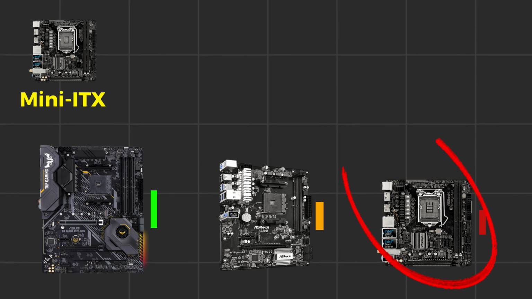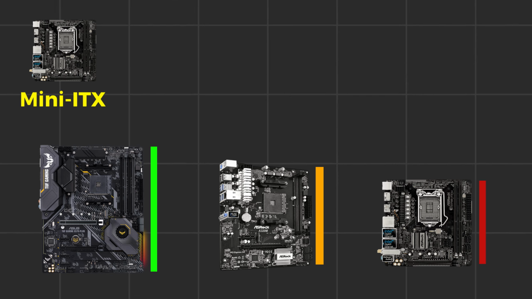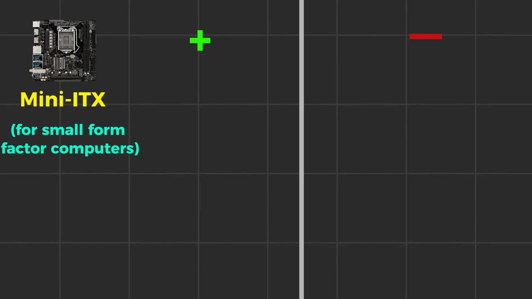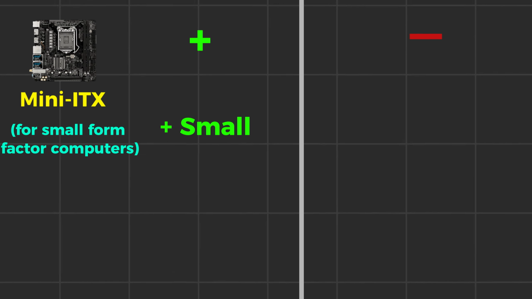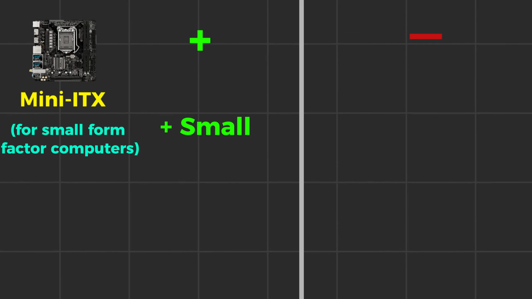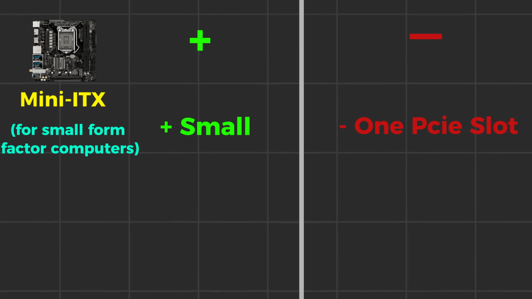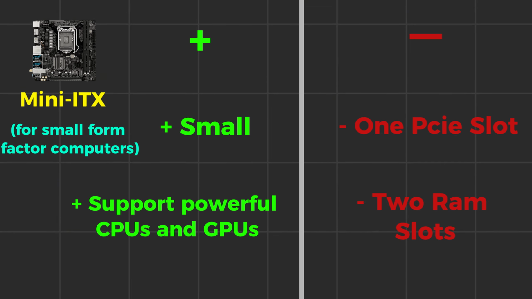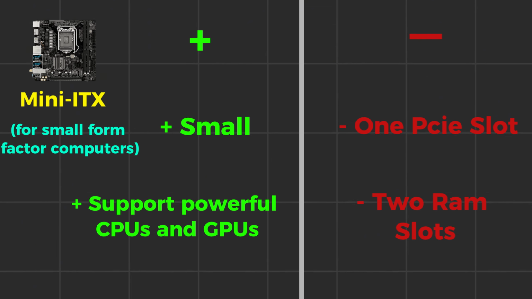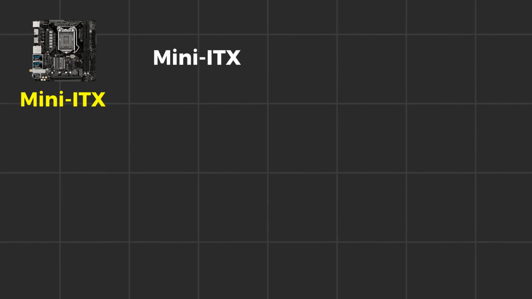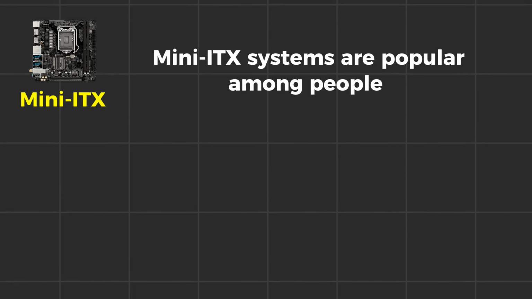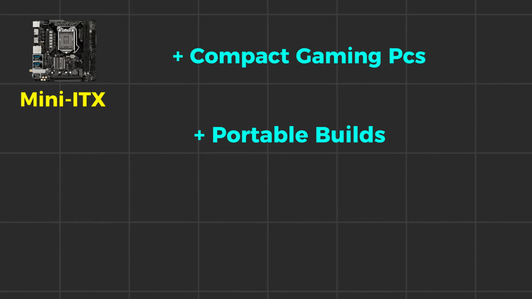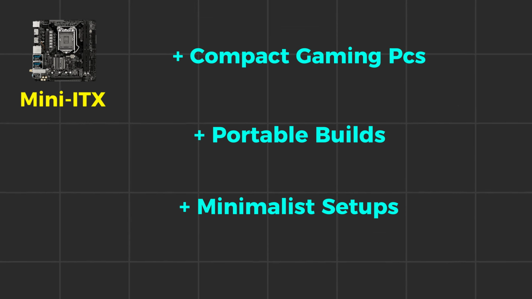The third common type is Mini-ITX. This is the smallest of the three motherboard types. Mini-ITX boards are designed for small form factor computers, where saving space is very important. These motherboards usually have only one PCIe slot and two RAM slots, but they can still support powerful CPUs and GPUs. Mini-ITX systems are popular among people who want compact gaming PCs, portable builds, or very clean minimalist setups.